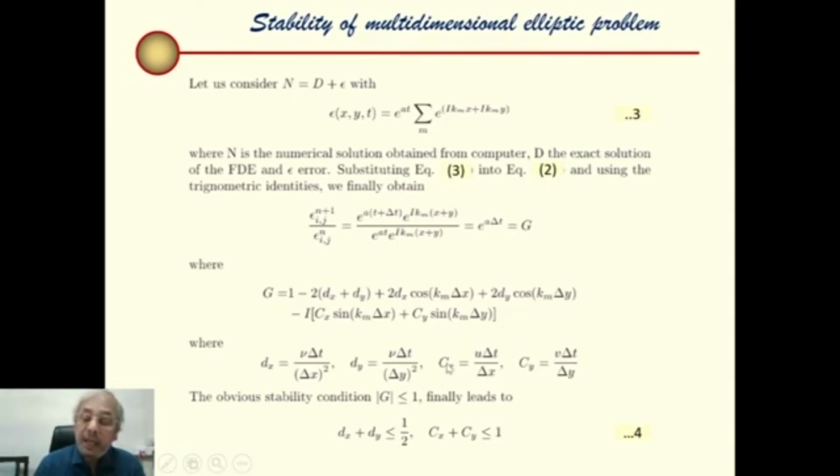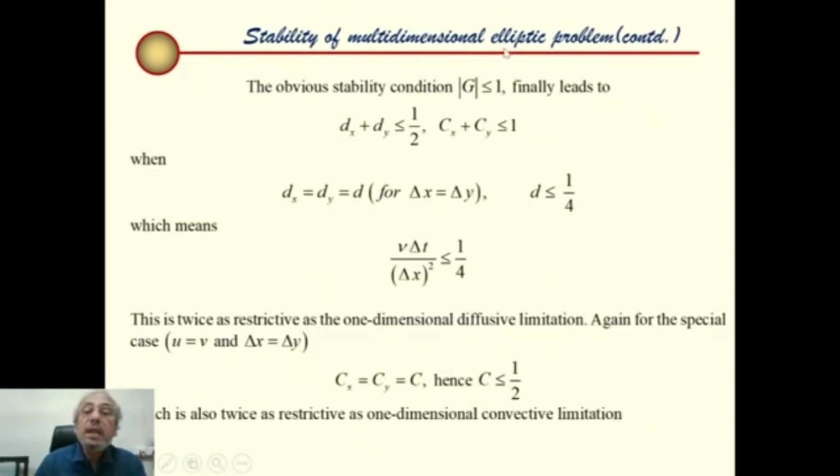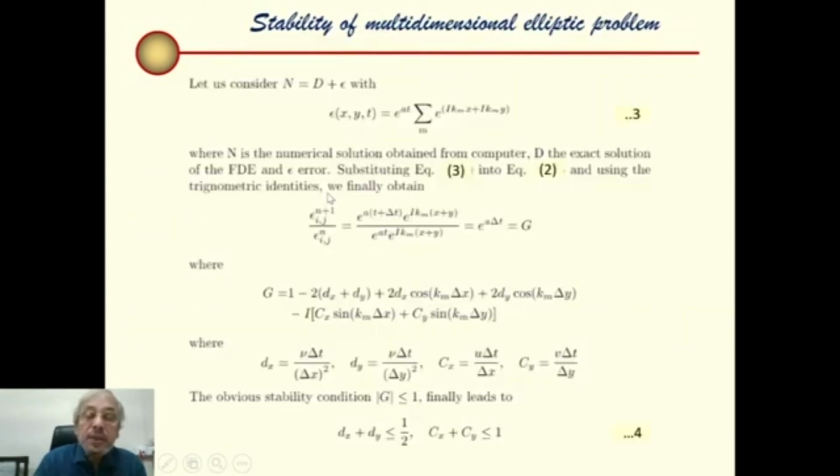If we apply that, we will get these two conditions: dx plus dy less than or equal to half, cx plus cy less than or equal to 1. Now dx equal to dy, because the difference between dx and dy is only the grid size. This is grid size delta x in x direction, this is grid size in y direction.